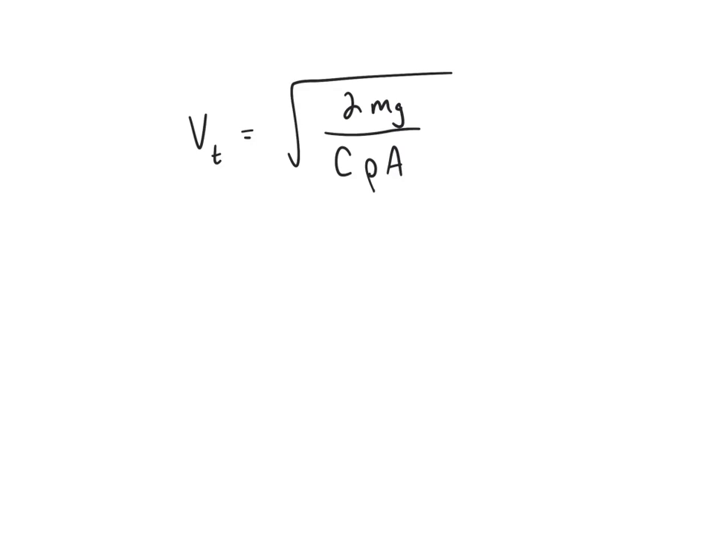Something to notice is that your book is going to ask you about this. It's going to say, well, what happens if the area doubles? Or what happens if the density triples? Or what happens if the mass of your object doubles, right? So based on this formula, let's talk about those things.